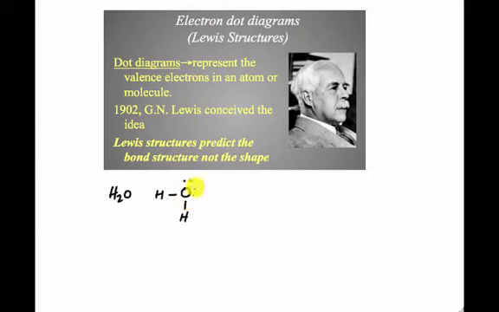It's showing us that there's 8 electrons around the oxygen. 2 pairs of them are bonding electrons, and the other 4 that are there are the non-bonding pairs, and that's going to have a lot of impact on the shape.